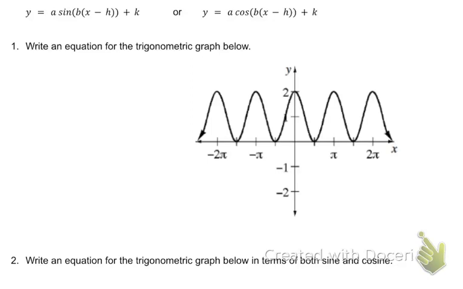Cosine, because cosine looks just like this. This part of it would be one cycle of a cosine. So it's probably smart if I use the cosine one because I don't have to shift it left or right. It's already set here.